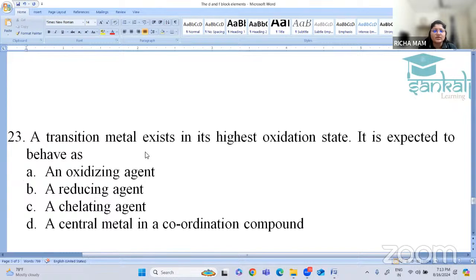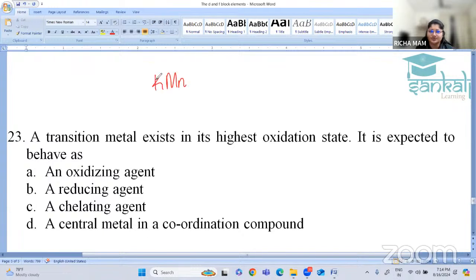Okay. Next question. A transition metal exists in its highest oxidation state. It is expected to behave as A, an oxidizing agent, B, a reducing agent, C, a chelating agent, and D, a central metal ion in its coordination compound. Yes, whenever a transition metal has its highest oxidation state, how does it behave?